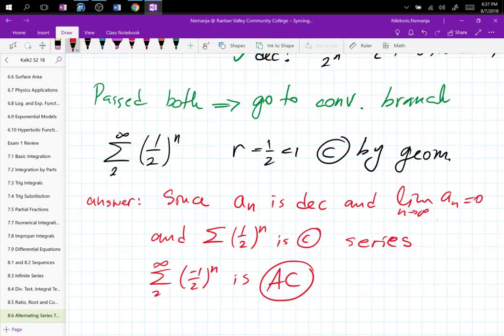So it passed all of the criteria. a_n is decreasing, the limit of a_n is 0, and then it converged on the series. So if it converged on the series, the whole thing is convergent everywhere. So we have absolute convergence.